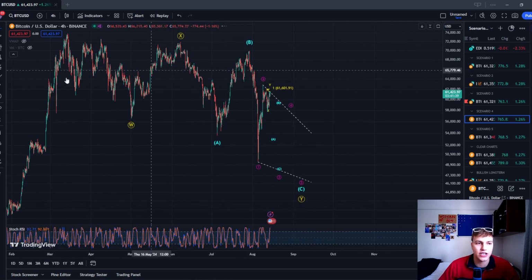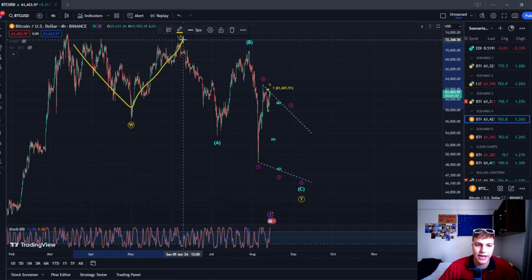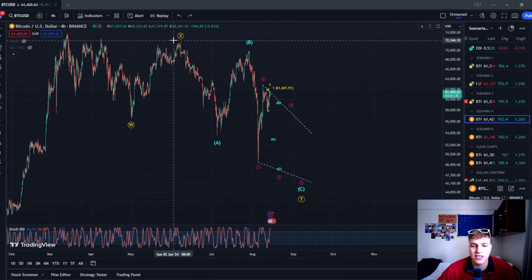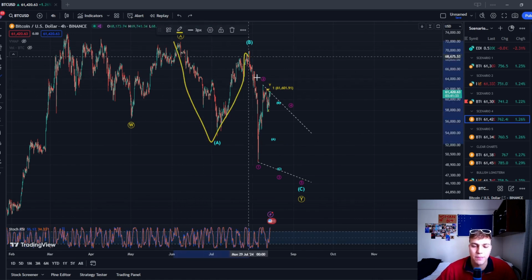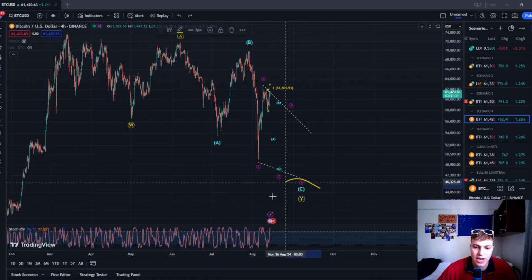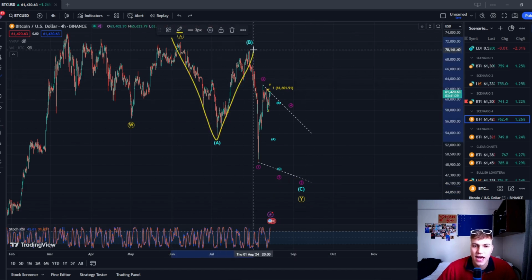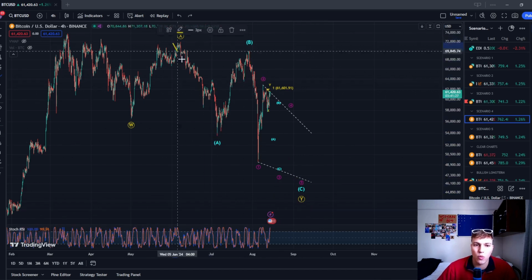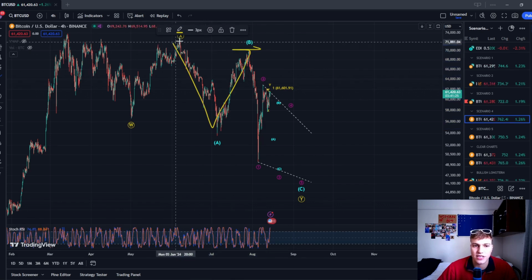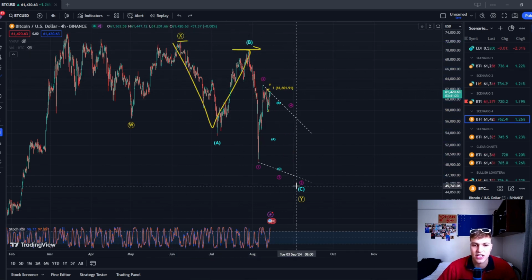Now, for the fourth scenario, which is our main scenario on the chart, we have this. An unfinished WXY, WX, and then Y. Inside the wave Y, we have an ABC structure. This ABC structure is a general ABC where price does not take out the high and it extends lower.